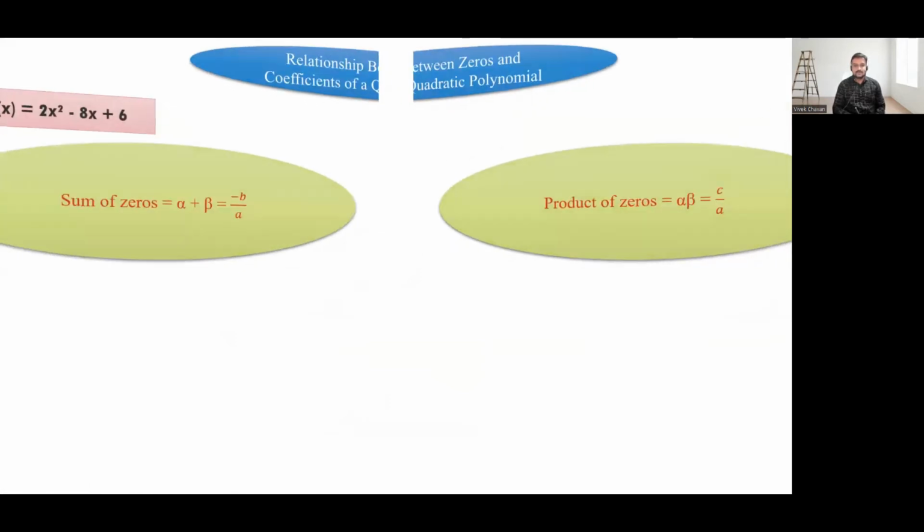Okay, we also discussed one example of a quadratic polynomial, and we verified the relationship between zeros and coefficients, and we found it true. Okay, now moving forward to the next topic.